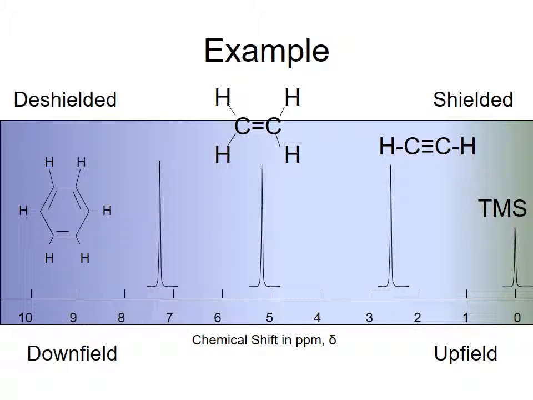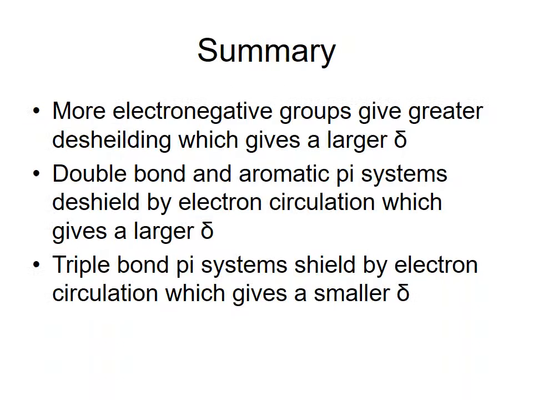So here is a comparison. Here is acetylene at about 2.6. Here's ethylene at about 5.2 and benzene at about 7.3. You can see that an acetylene is shielded in comparison to an ethylene.